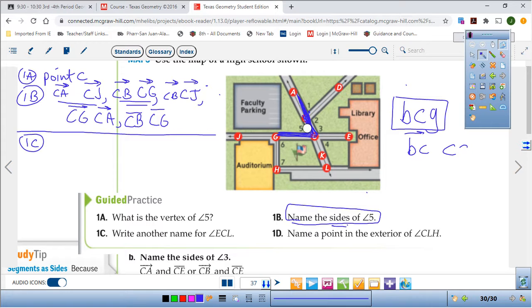Oh, wait, not BC. Ray CB and Ray CG. And we have to put that. The question is asking what are the sides that make up this angle. It has to be in this form because the angle was made up of 2 non-collinear rays. This right here, without the word points, ray, or plane, is just naming 3 points randomly in space. So Jenna's answer is wrong.